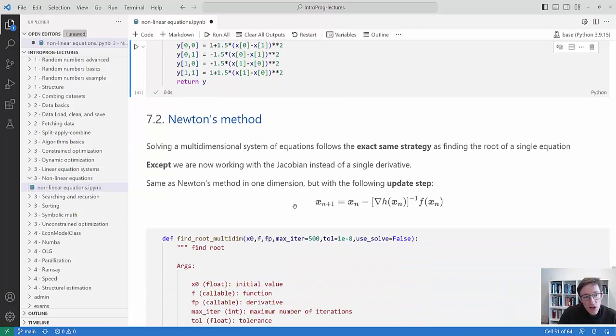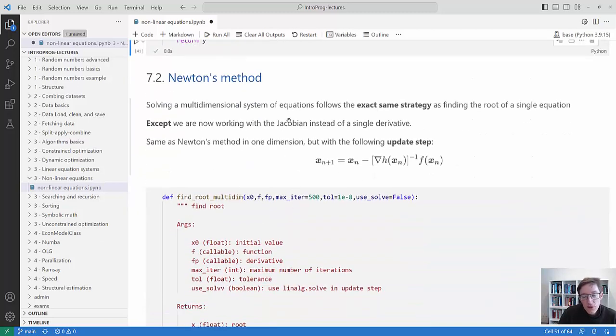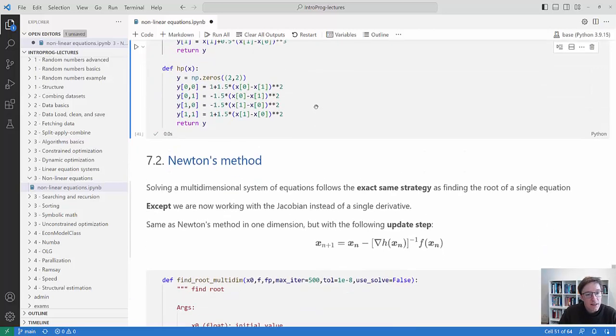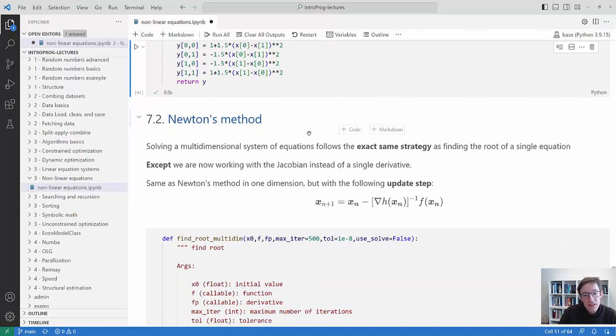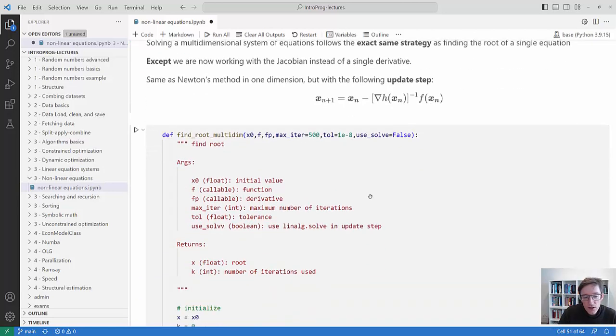Now we can use Newton's method again. We use the exact same strategy as solving one equation, except that now we will be working with this Jacobian instead of a single derivative. So now the update step is that our next x will be our x now minus our function value times the inverse of the Jacobian.